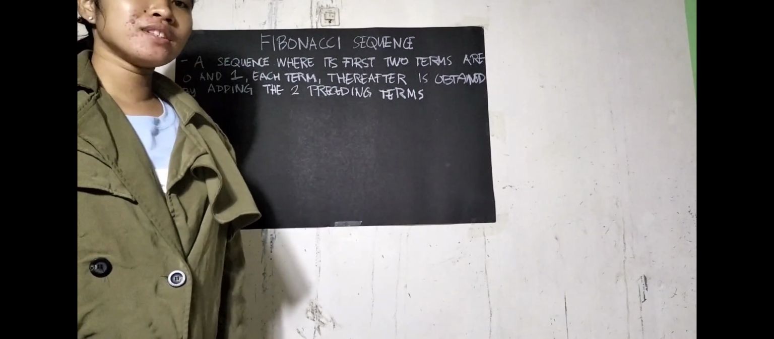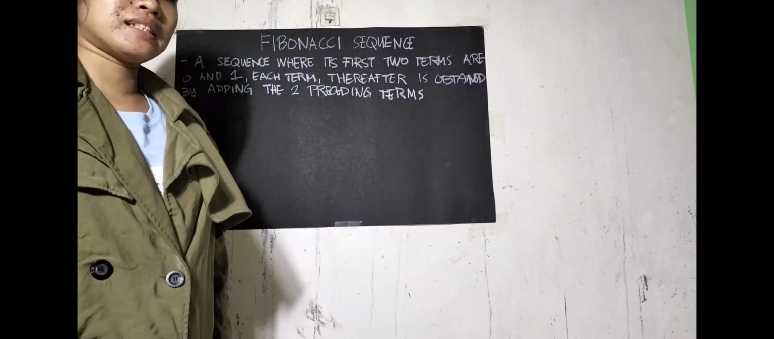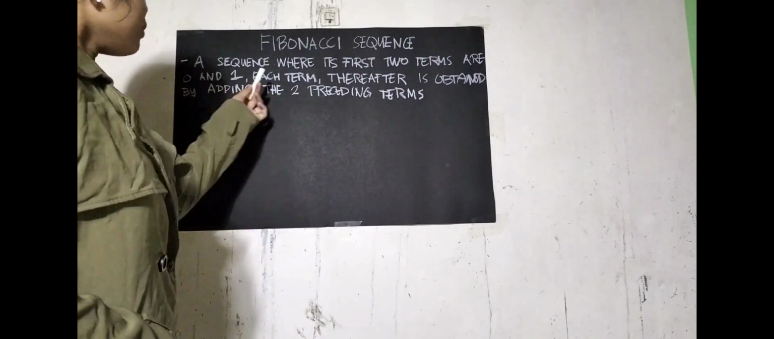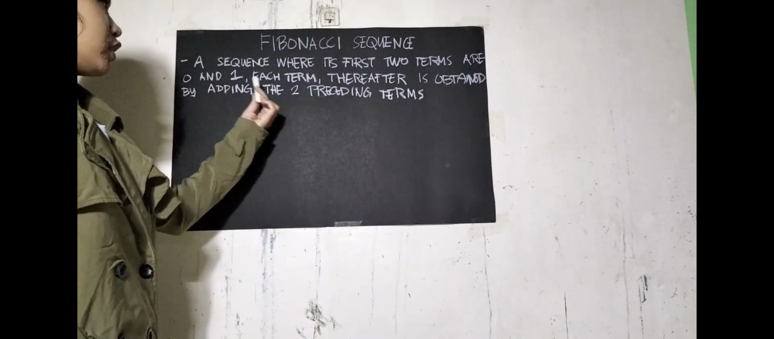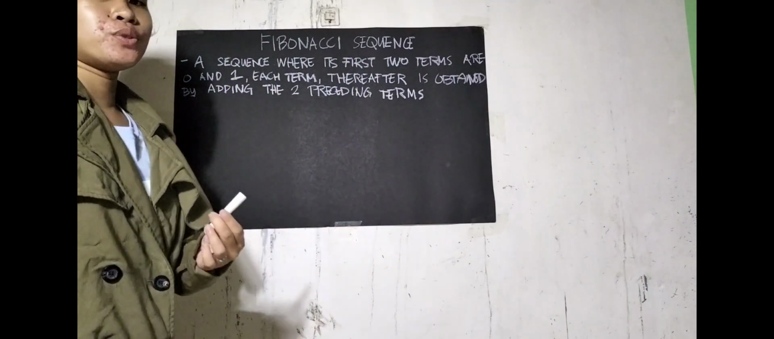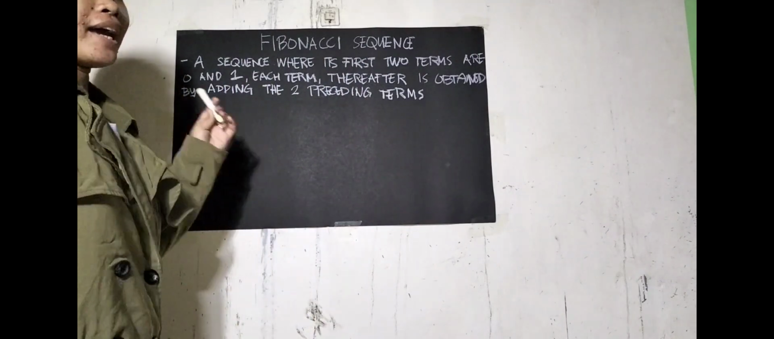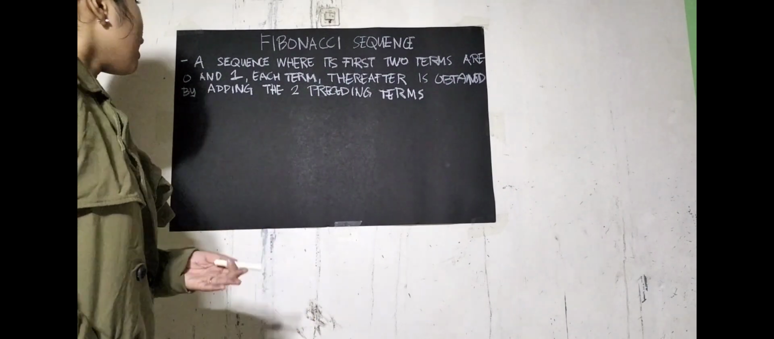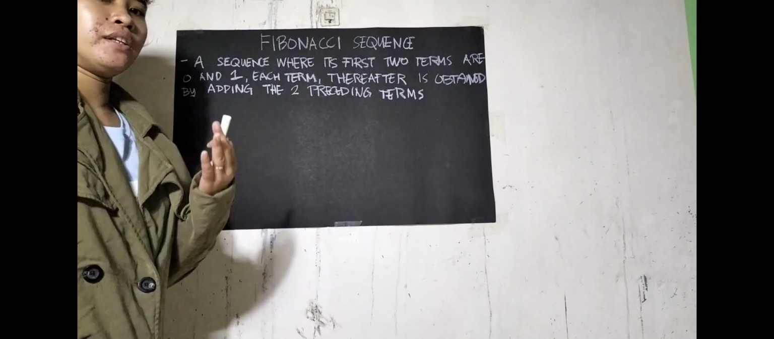So, I am going to tackle all about the Fibonacci sequence. So, what is a Fibonacci sequence? A Fibonacci sequence is a sequence where its first two terms are 0 and 1. Each term thereafter is obtained by adding the two preceding terms.